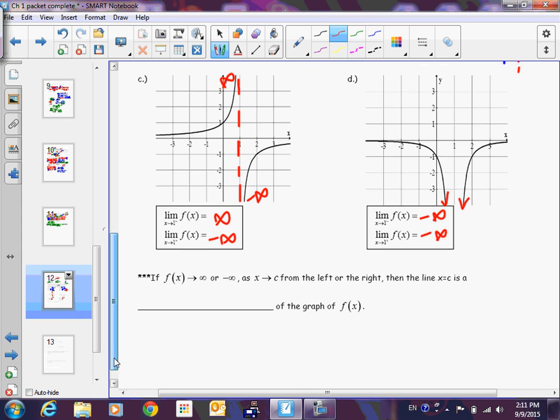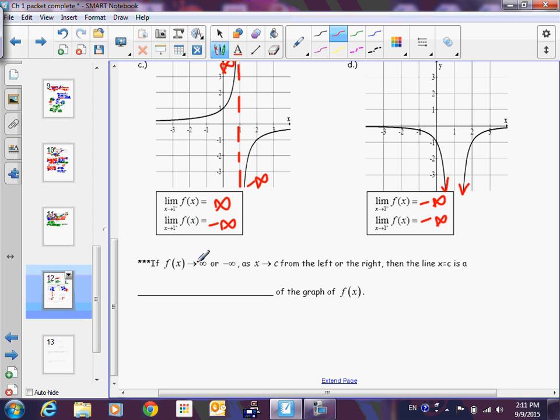There's something, yeah. So this says, if f of x tends towards infinity or negative infinity, in other words, if the one-sided limit is infinity or negative infinity, what can we conclude about that line? It's a vertical asymptote. And I'm going to be specific with vertical because we are going to talk about horizontal asymptotes in about 5 minutes. Not quite 5 minutes. Okay, so let's turn the page.